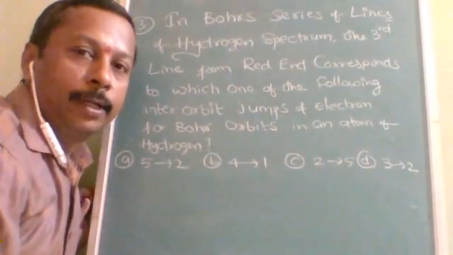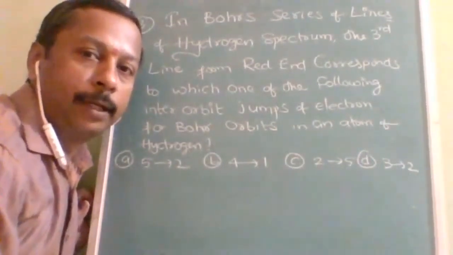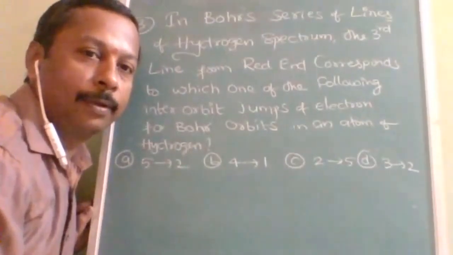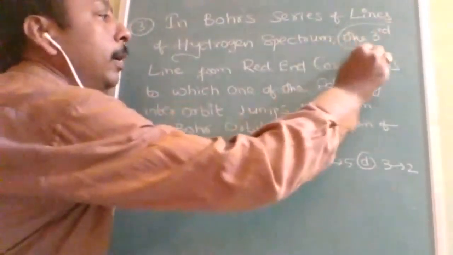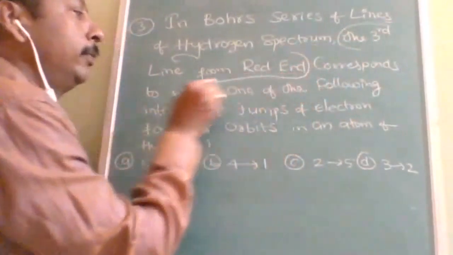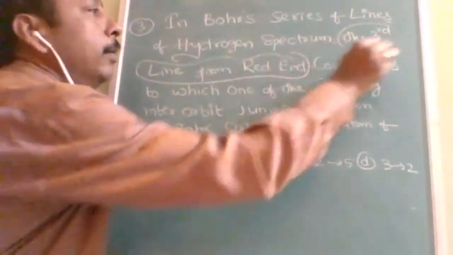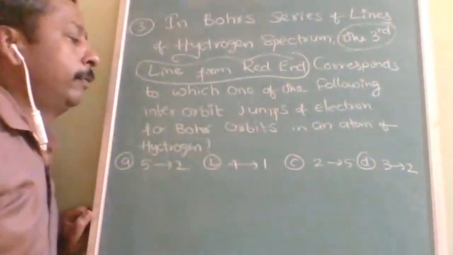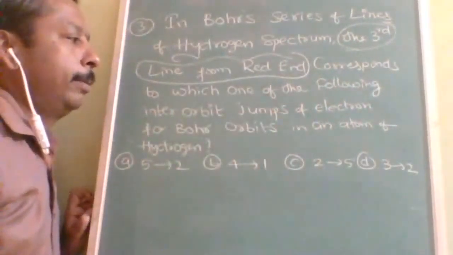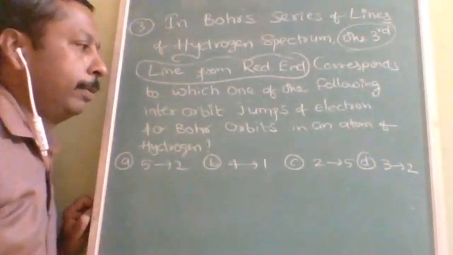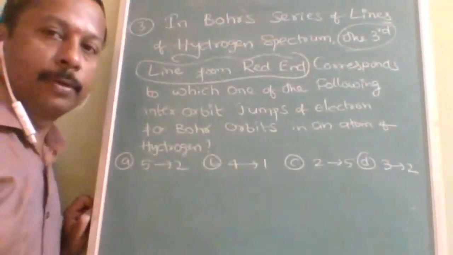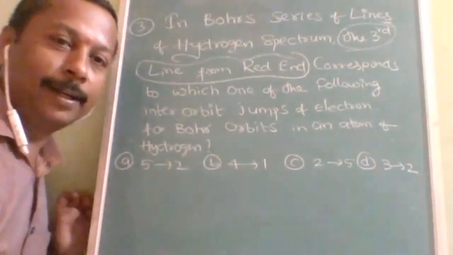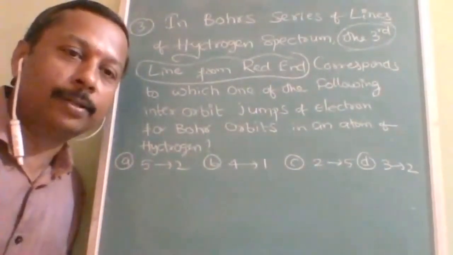Okay, next question is, in Bohr series of lines of hydrogen spectrum, the third line from the red end. This is the main keyword. While studying itself, you should be able to understand what the glitch in the question is. Corresponding to which one of the following inter-orbit jumps of the electron from Bohr orbit in an atom of hydrogen. Okay, so third line from red end. This trick I already gave you in my theory lecture.